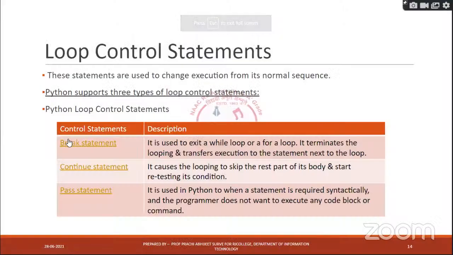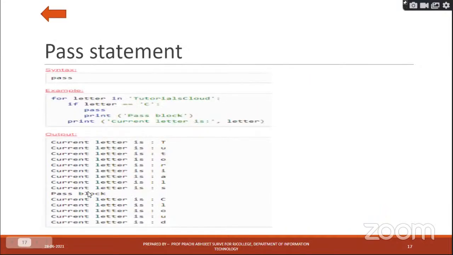Then the last statement is the pass statement. In other programming languages we do have a goto statement, but that is not available in Python. What does the pass statement do? It is used in Python when a statement is required syntactically and the programmer does not want to execute any code block or command. Okay, so it will just simply pass. What does pass mean? We are just skipping that step and moving to the next statement.